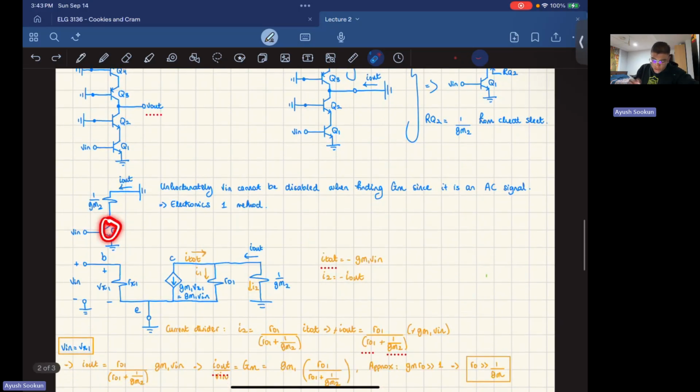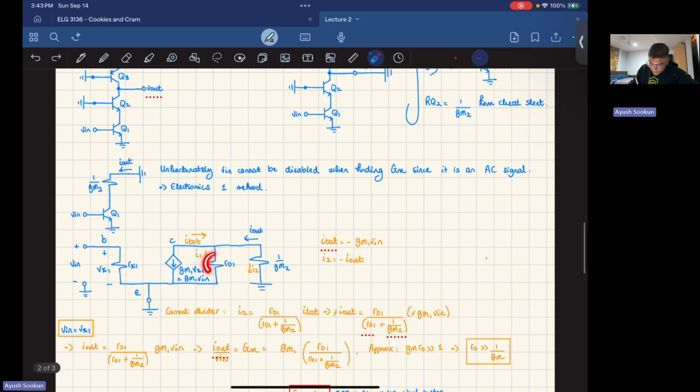So what I'll do here is I'll replace Q1 with a small signal equivalent model. So this is my base. This is R pi 1. This is V pi 1. This is the voltage dependent current source, and then this is RO1. This is just the hybrid pi model.